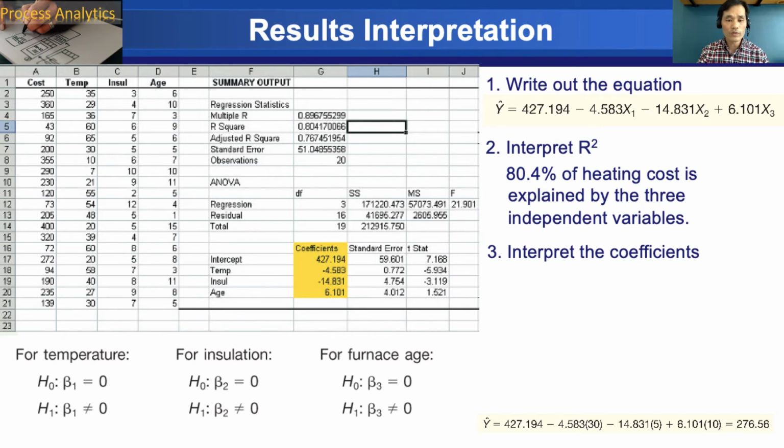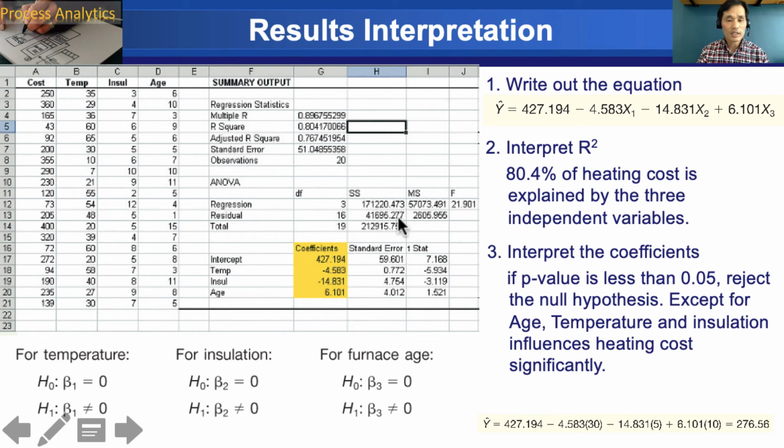Let's go back to this coefficient table, and we see that there are t scores here, and the t values, usually if it is greater than 2.5 or less than negative 2.5, it is statistically significant. Temperature, its t value is negative 5.9, and insulation is negative 3.1, and age is 1.5. So we see that temperature and insulation are significant variables, but age is not as significant, and we can ignore that.